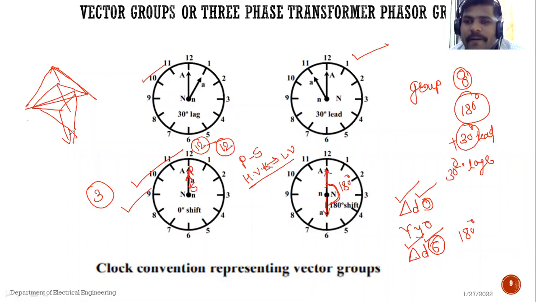So see, secondary is connected 180 degree phase shift as compared to that of primary. That means it is represented by delta 6. Similarly, star 6 is represented. What is the meaning of star and 6?